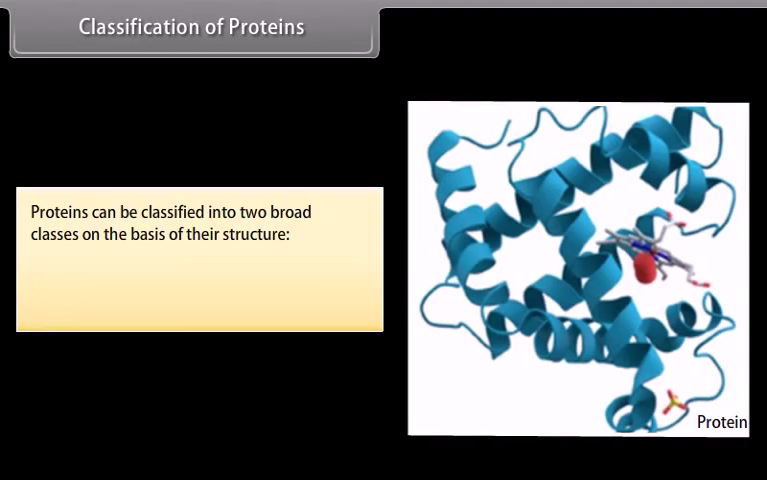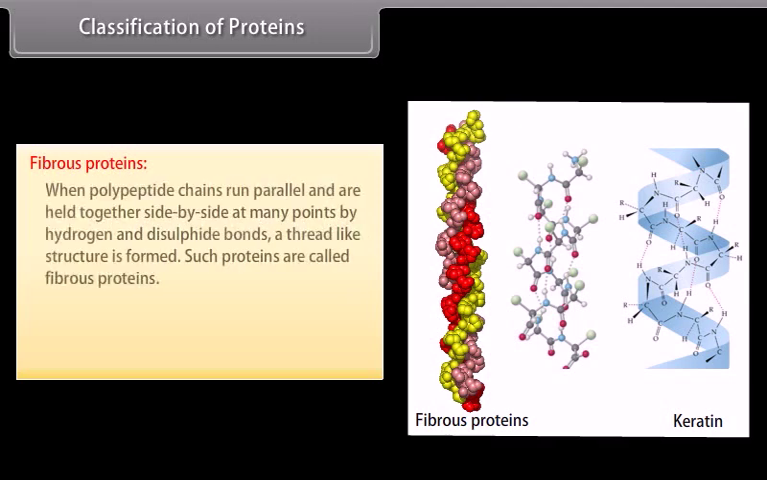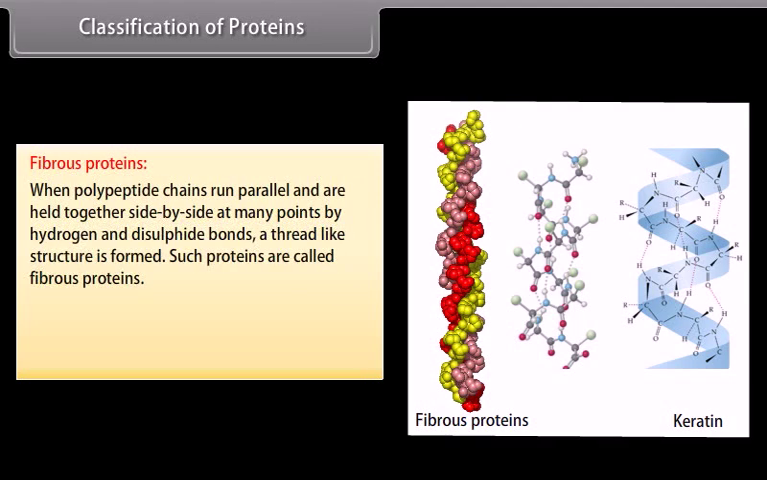Classification of proteins. Proteins can be classified into two broad classes on the basis of their structure: fibrous proteins and globular proteins. Fibrous proteins. When polypeptide chains run parallel and are held together side by side at many points by hydrogen and disulfide bonds, a thread-like structure is formed.